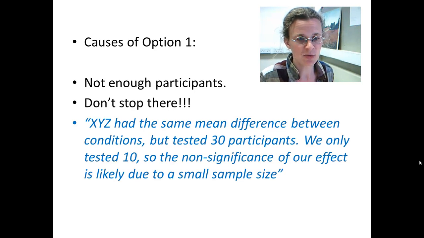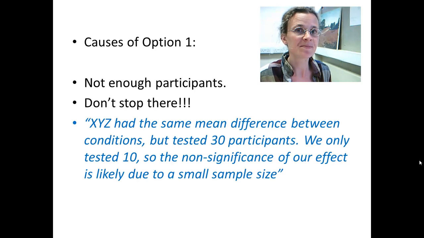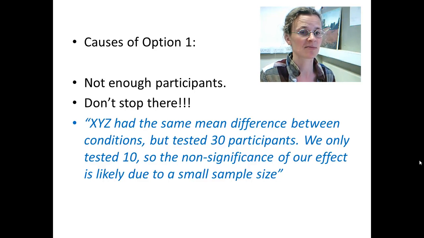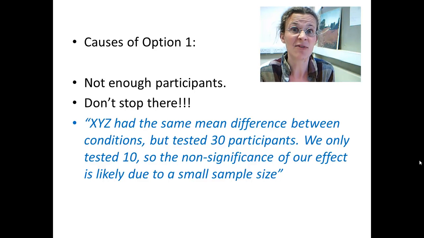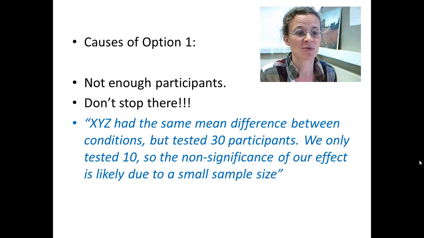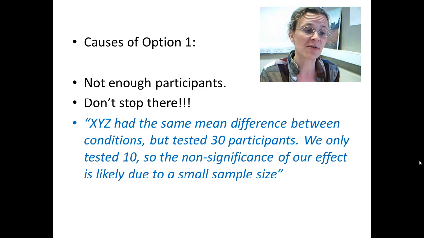So what you need to do is look at some other studies. What did they test? What did they find? So for example, XYZ had the same mean difference as us between the two conditions, but their effect was significant. Now, they tested 30 participants and we only had 10. So the non-significance of our effect is likely due to a small sample size. So that's what you need to say.